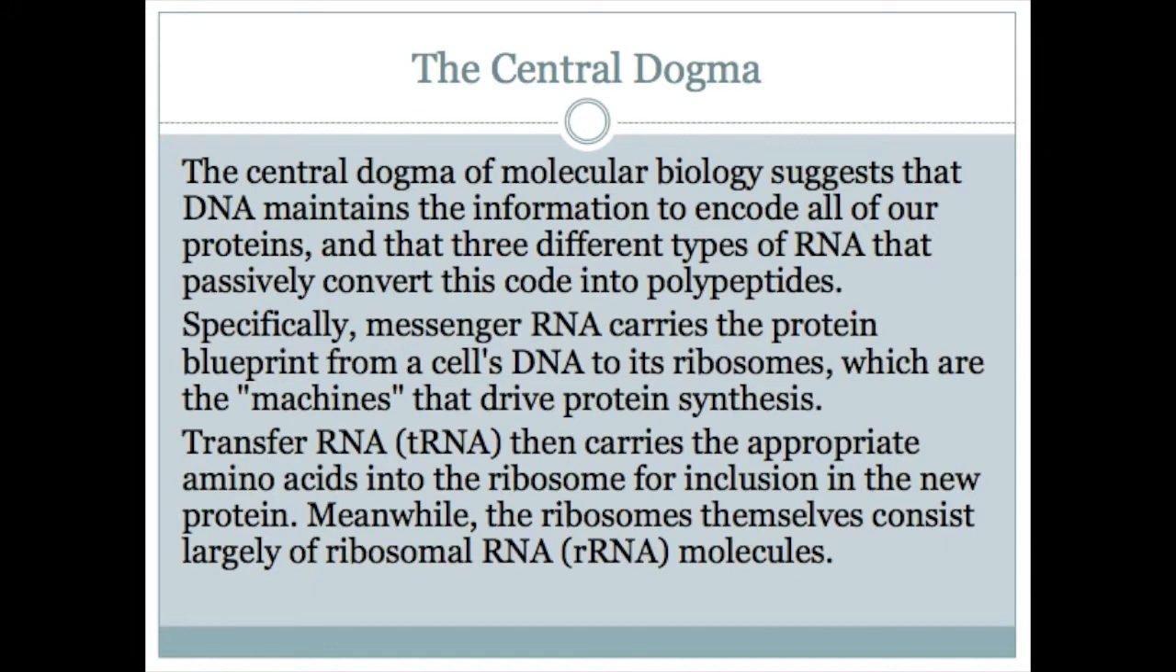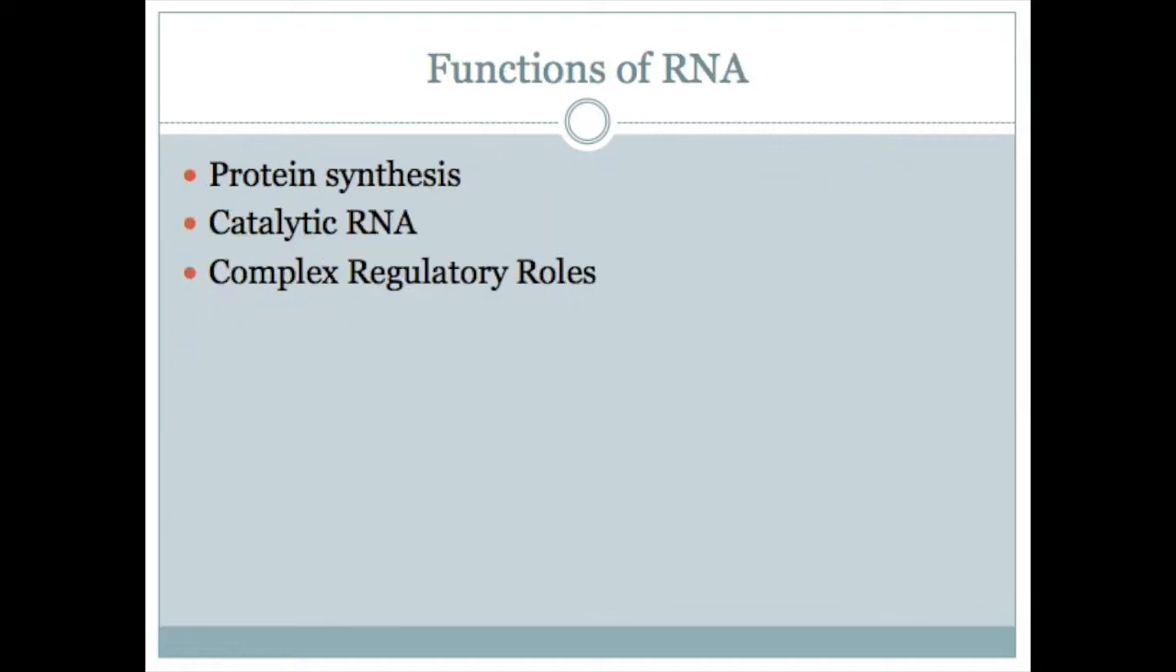The central dogma of molecular biology suggests that DNA maintains the information to encode all of our proteins and that there are 3 different types of RNA that passively convert this code into polypeptides. Specifically, messenger RNA carries the protein blueprints from a cell's DNA to its ribosomes, which are the machines that drive protein synthesis. Transfer RNA then carries the appropriate amino acids to the ribosomes for inclusion in the new protein. Meanwhile, the ribosomes themselves consist largely of ribosomal RNA molecules.